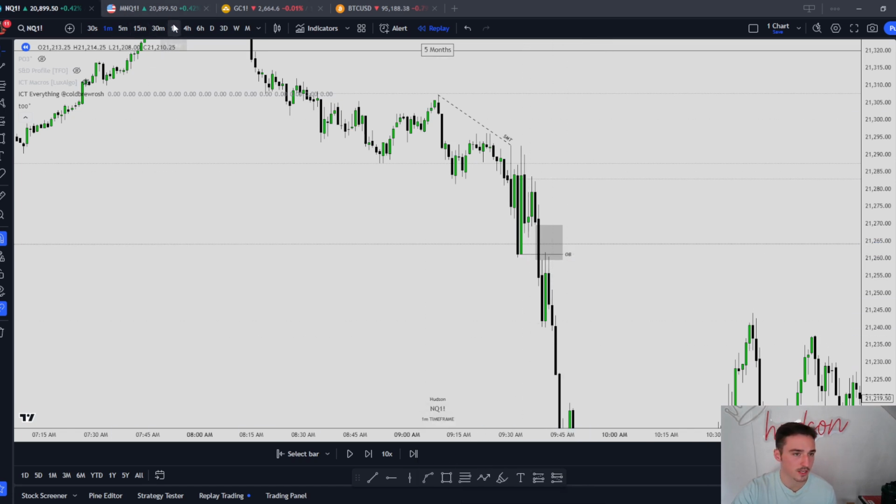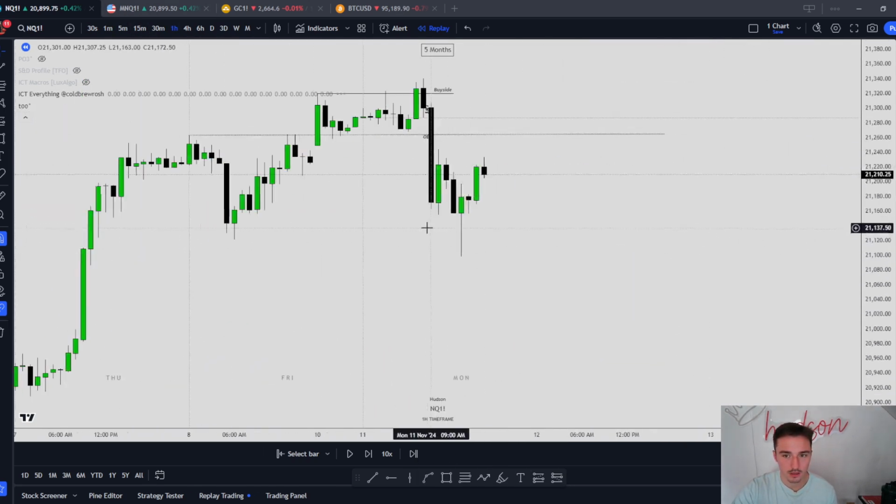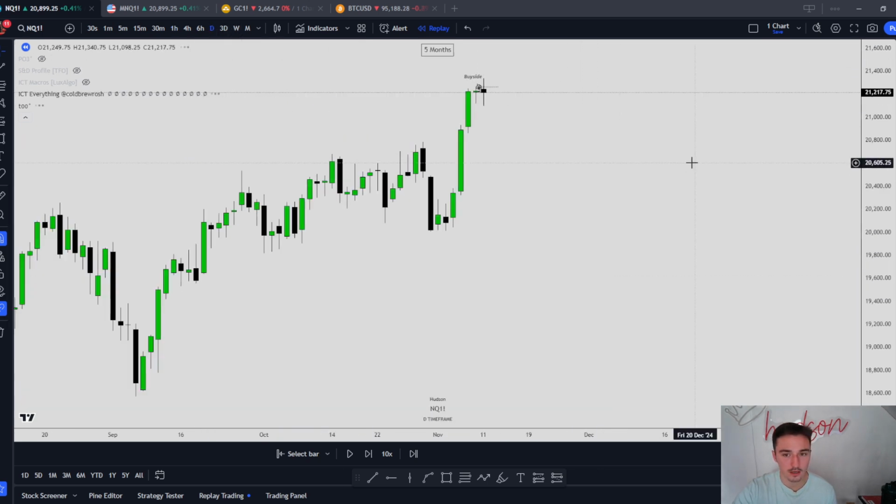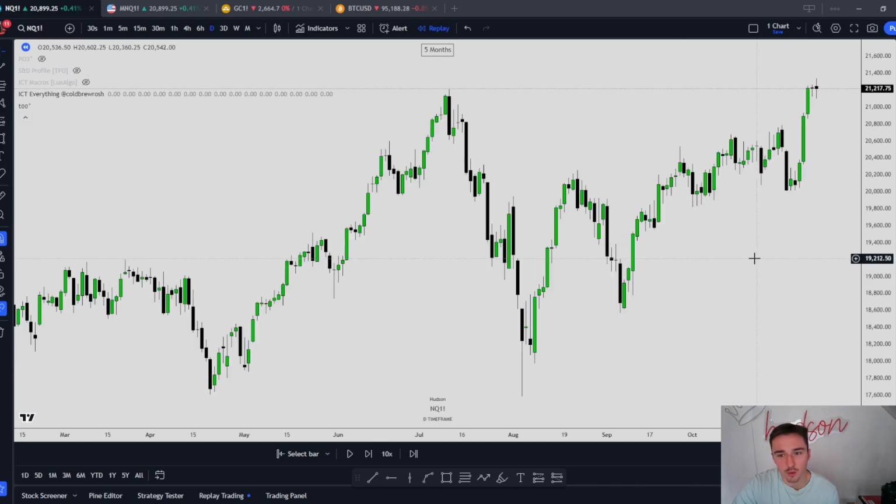Continuation, right? What are we targeting though? Well, we have a bunch of swing lows throughout here. Equal lows here, Friday's low here. Boom. So what in reality are we looking for?